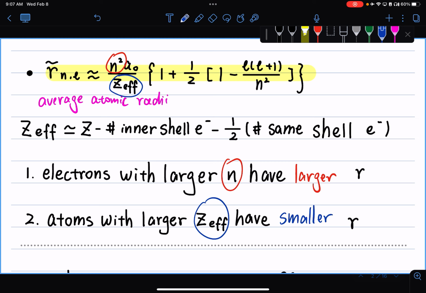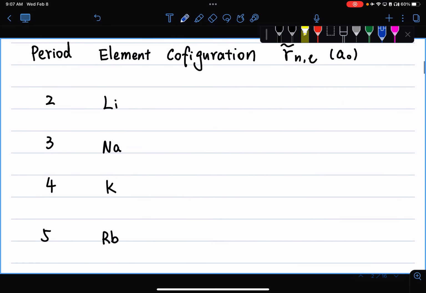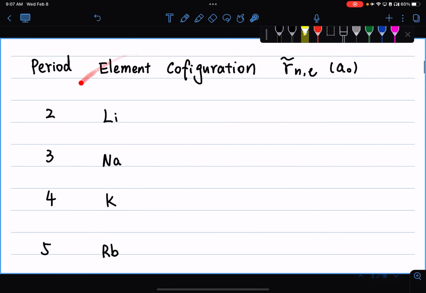So how does it work when we look at the periodic table? The number of the period gives you the principal quantum number n of your valence atomic orbital. Let's just use the first group as an example. We're looking at the alkali metals here. Lithium is in period 2, sodium is in period 3, potassium in period 4, and so on.